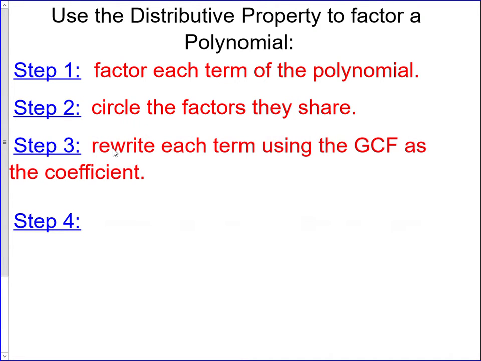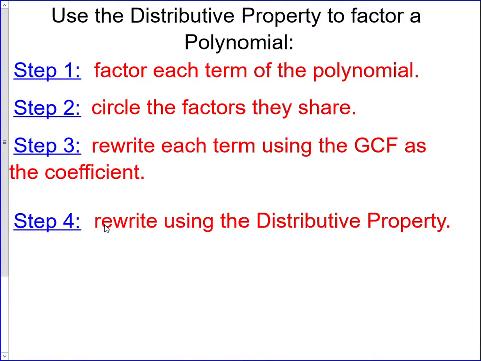Step number 3 is to rewrite each term using the greatest common factor as the coefficient. And step 4 is to rewrite using the distributive property. Well, let's go ahead and take a look at an example or two.